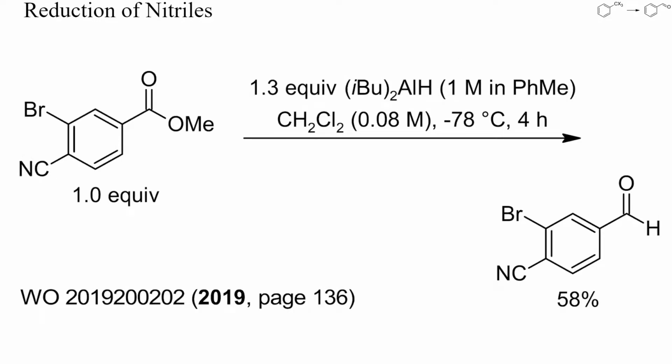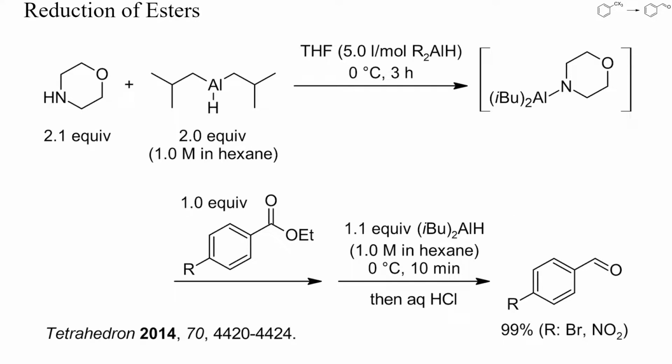Carboxylic esters can sometimes also be reduced selectively to aldehydes, but over-reduction to the alcohol is common. In this example, a methyl benzoate was reduced with a slight excess of DIBAL in dichloromethane at -78 degrees Celsius, and a fair yield of aldehyde was obtained. No debromination or reduction of the cyano group occurred.